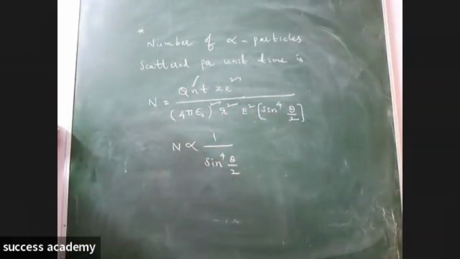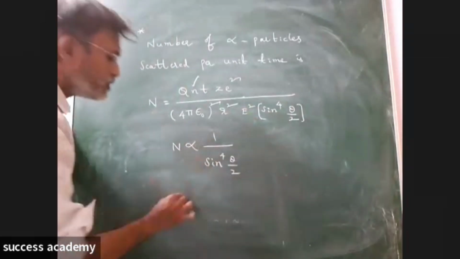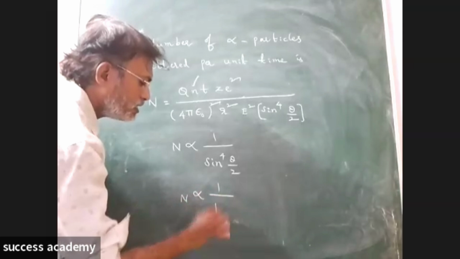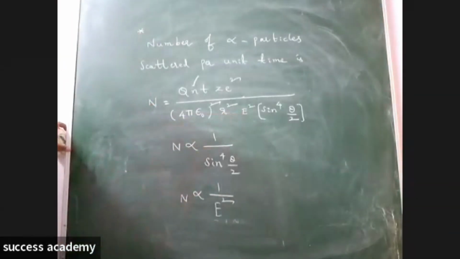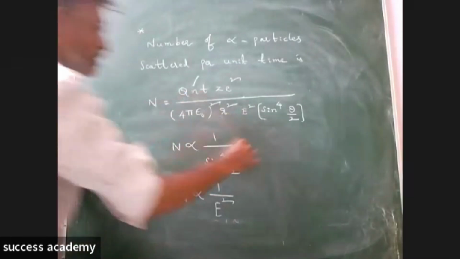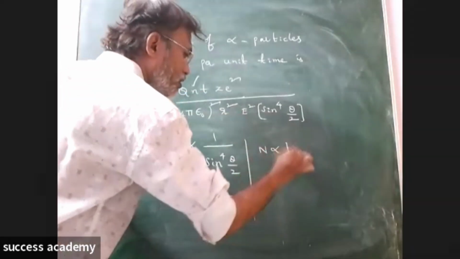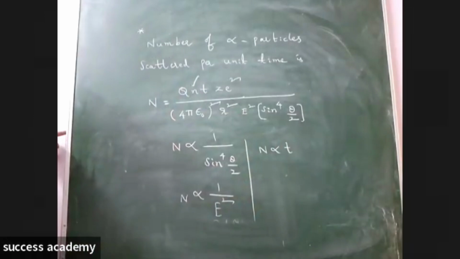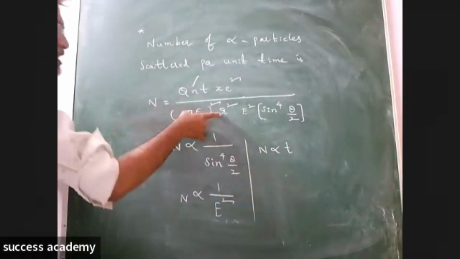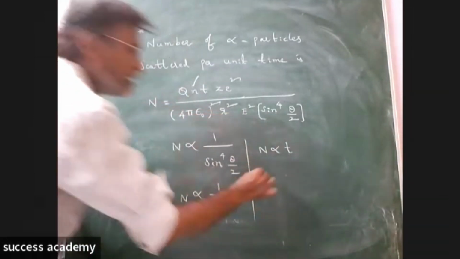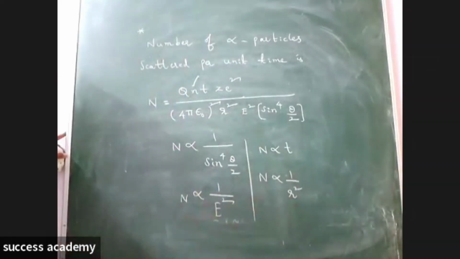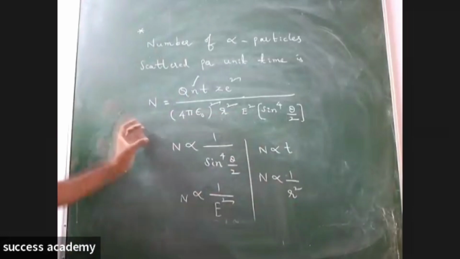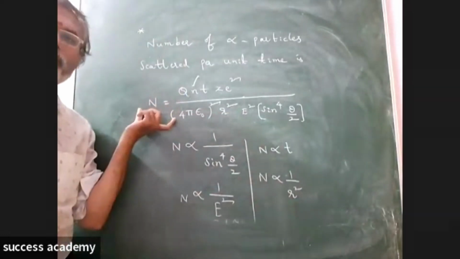So N is inversely proportional to sin power 4 theta by 2, and at the same time N is inversely proportional to the square of the kinetic energy, E square. Why? Because this is the denominator. And N is directly proportional to T, the thickness of the foil. N is inversely proportional to the distance between the target nucleus and the screen, R square. Like this, with different notations, different formulas can be derived from this formula.